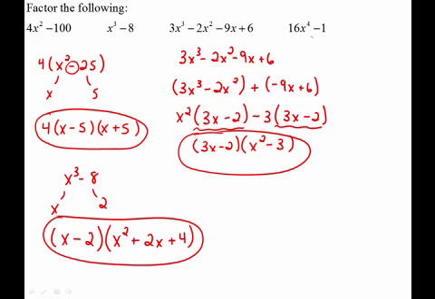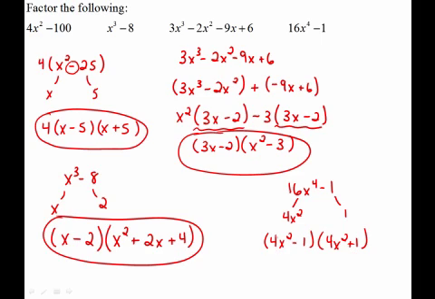All right, the last one is 16x to the fourth minus 1. And this one is another example of multiple steps of factoring. When you first look at it, it's difference of two squares, root 4x squared and 1. So it factors as 4x squared minus 1 times 4x squared plus 1.